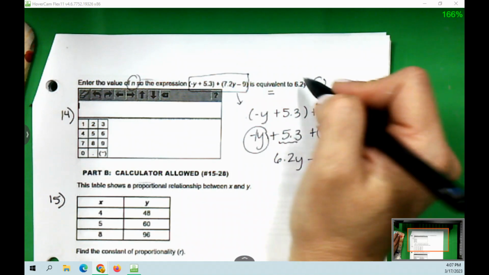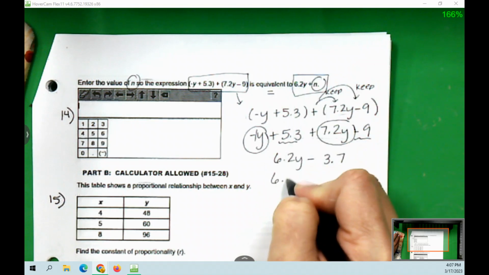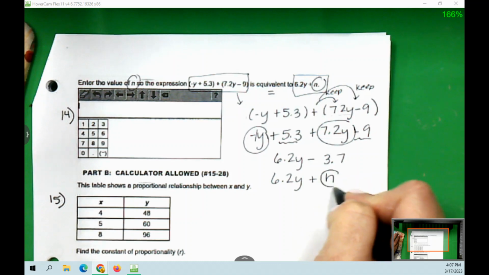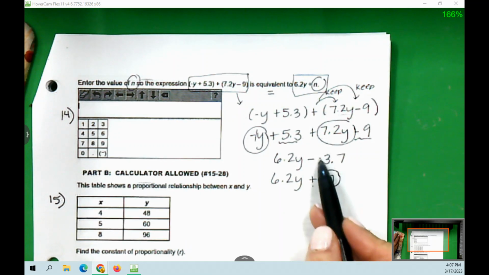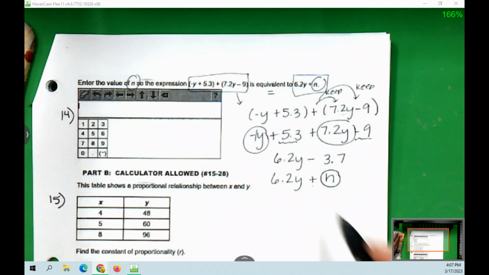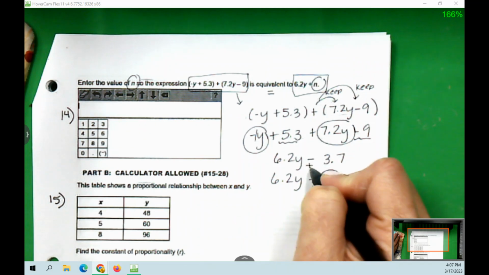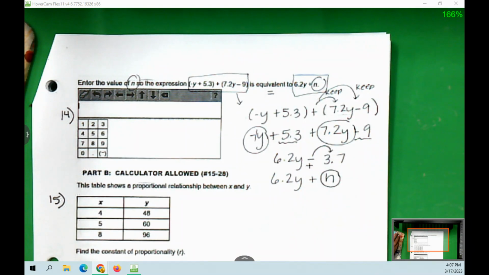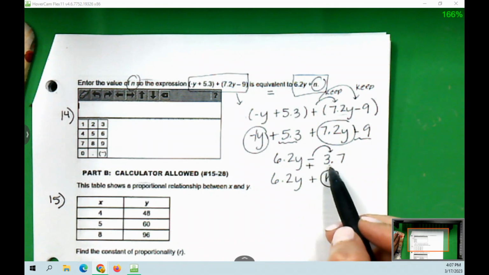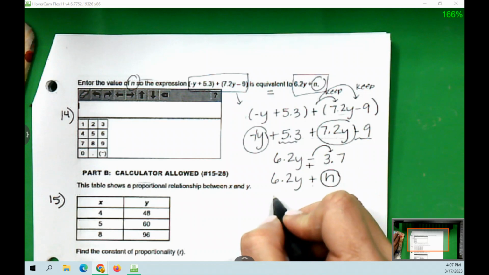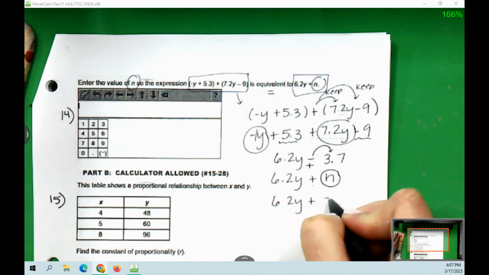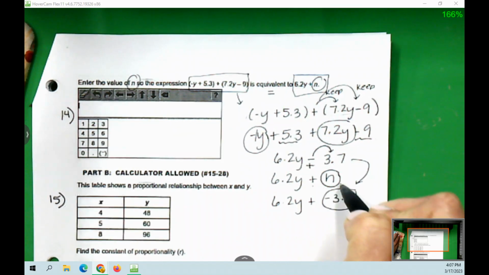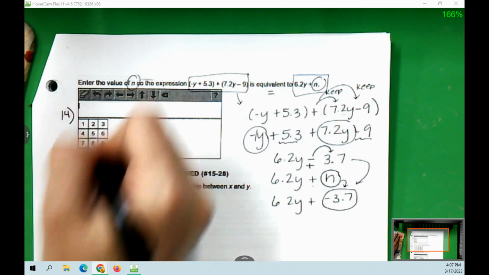And I'm going to compare that to this statement right here, 6.2y plus n. So we want the value of n, but we have a plus sign here, and here we have a minus sign. So to make this a plus sign, we're going to add the opposite or move this negative sign to the 3.7. So minus 3.7 is the same thing as negative 3.7. So that would be 6.2y plus negative 3.7 if I rewrote it. And then I know that n is going to be negative 3.7.